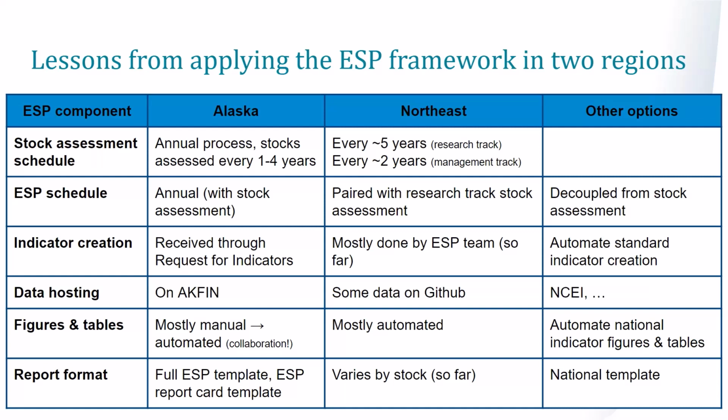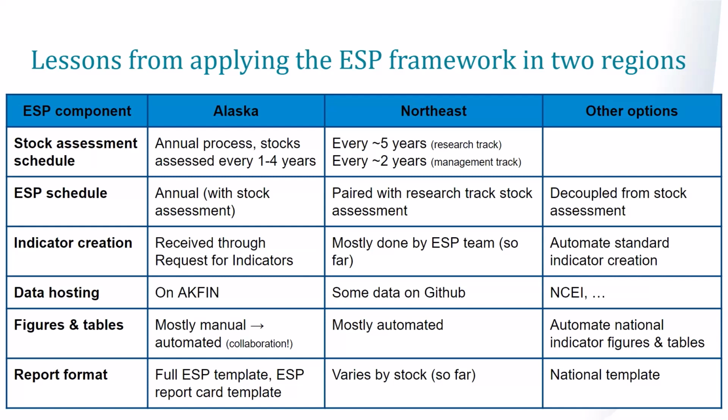So in this table, I am breaking down several of the logistical components that go into ESP creation and comparing how these two regions have approached those steps so far. Some of these decisions are externally governed by the general existing stock assessment process and fisheries management councils, while other differences are constrained by technology or personnel available at each center. But together, these logistics show how the core components of the ESPs can stay the same while allowing for regional flexibility. So starting with the stock assessment schedule, we have several differences between Alaska and the Northeast.